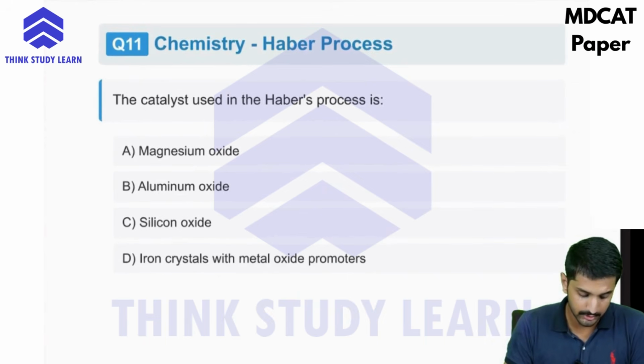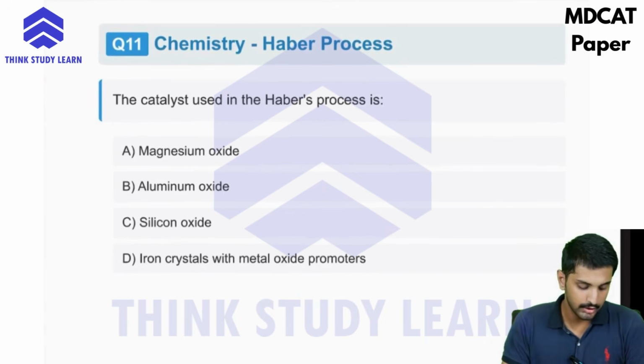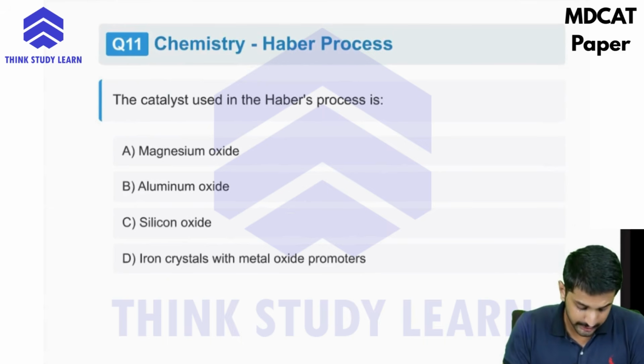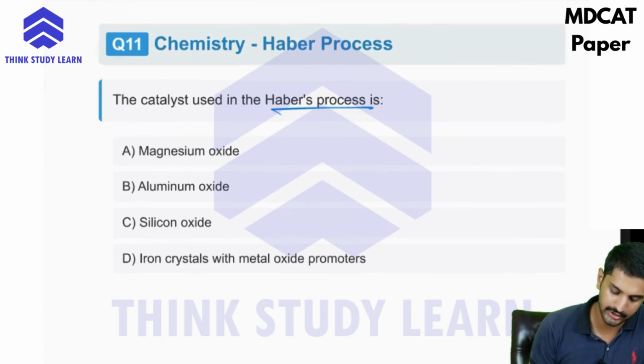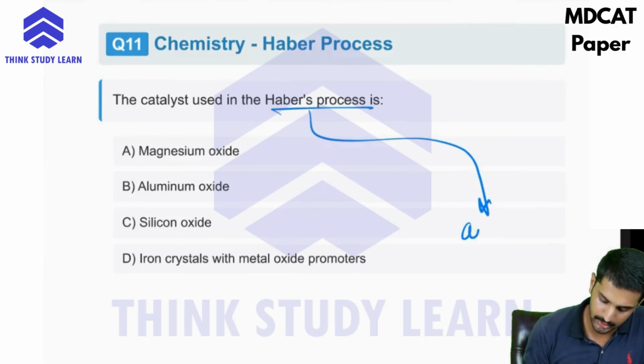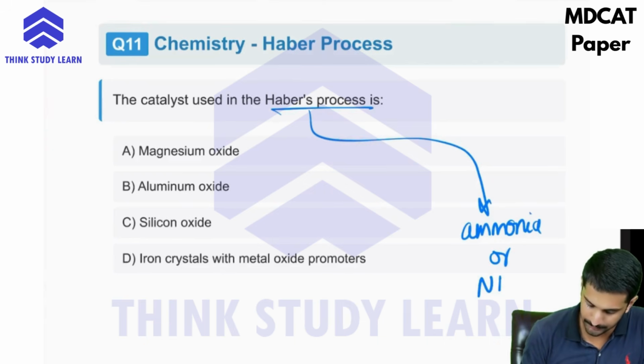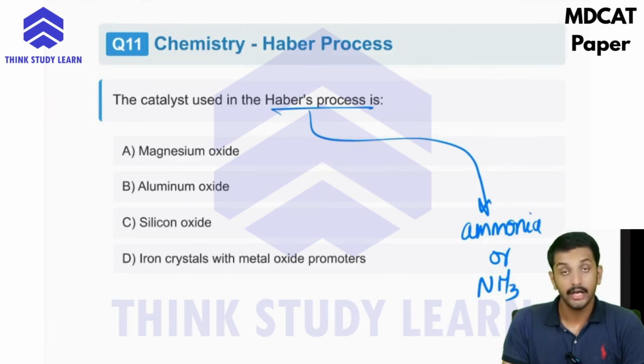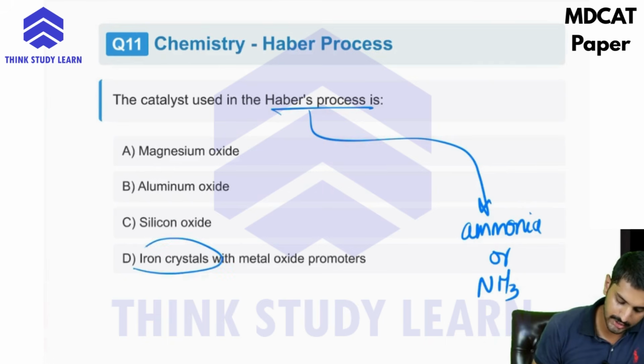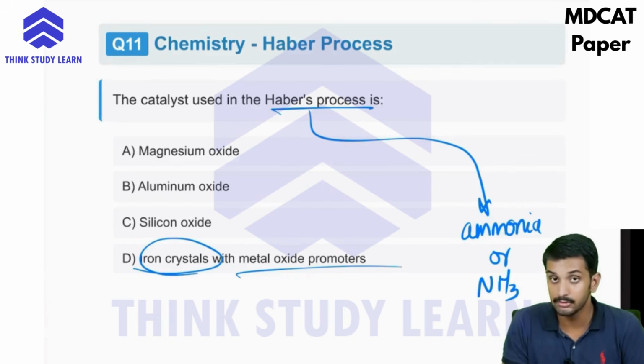Question number 11, and this is about Haber's process. The catalyst used in the Haber's process is. So basically, the Haber's process is a process that makes ammonia, or NH3. You'd probably know this. And the catalyst is iron crystals with metal oxide promoters.